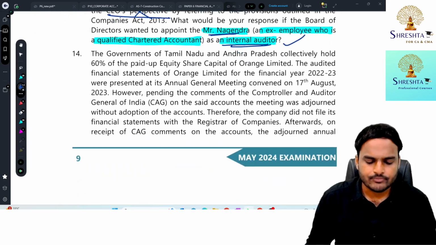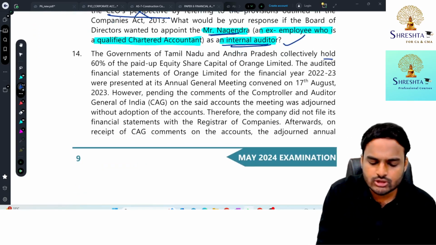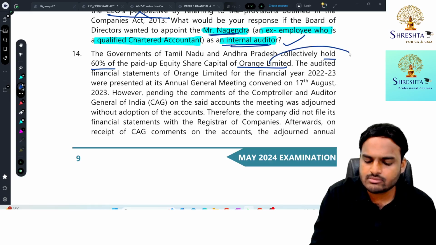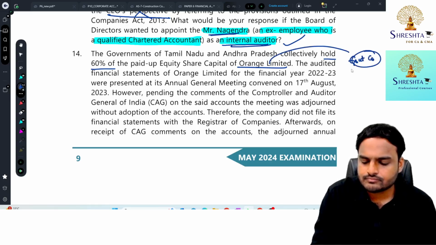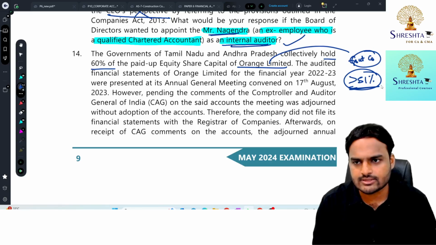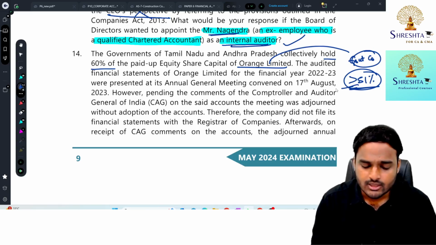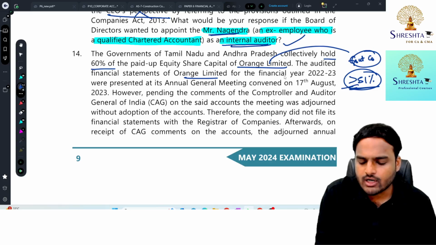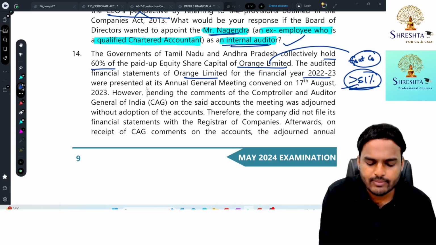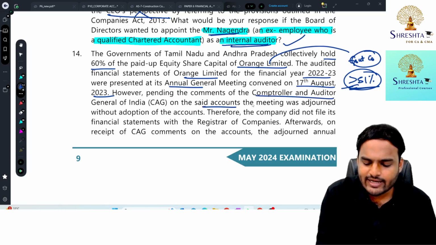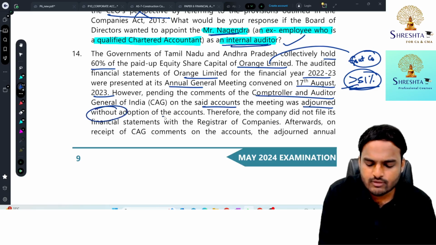Question 14. Governments of Tamil Nadu and Andhra Pradesh collectively hold 60% of paid up share capital of Orange Limited. So obviously Orange Limited becomes a government company. Why? The 51% condition, at least 51% condition is satisfied, right? The audited financial statements of Orange Limited for financial year 2022-23 were presented at its AGM convened on 17th August 2023. However, pending the comments of C&AG on the said accounts, the meeting was adjourned without adoption of the accounts.